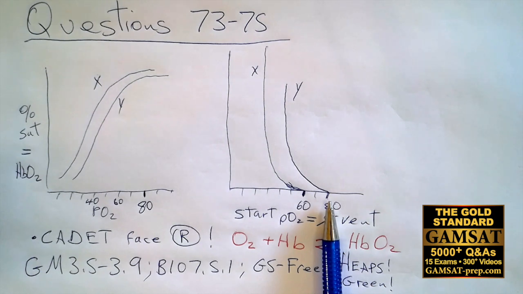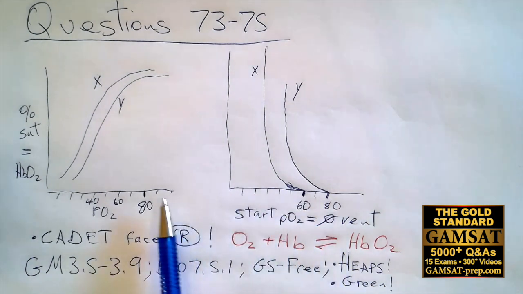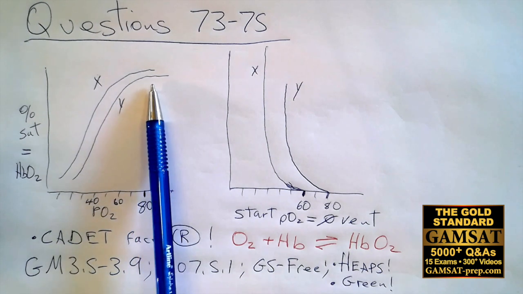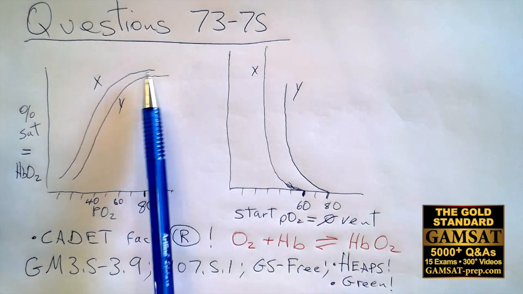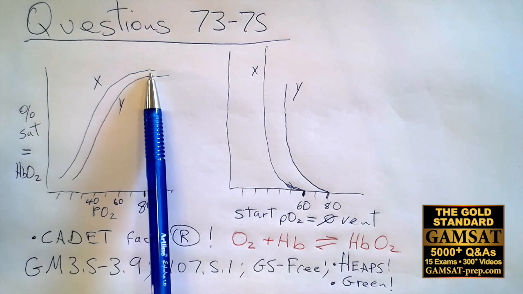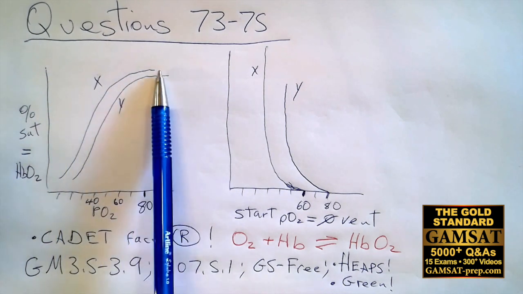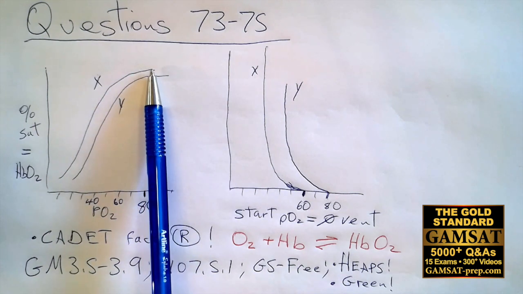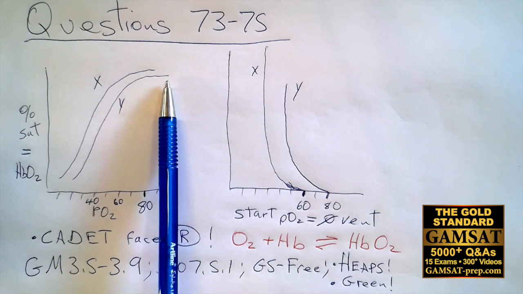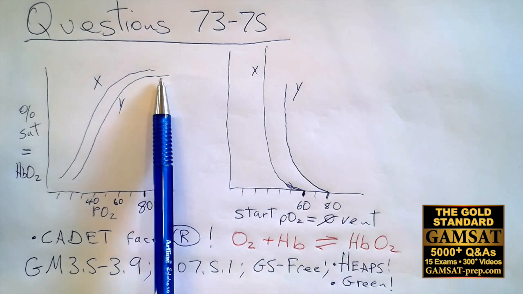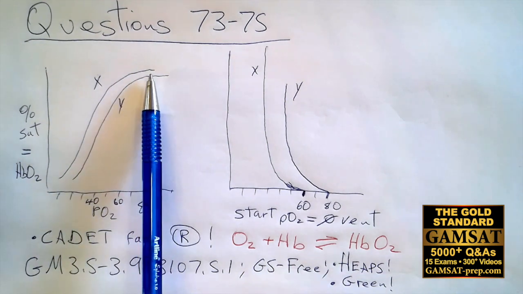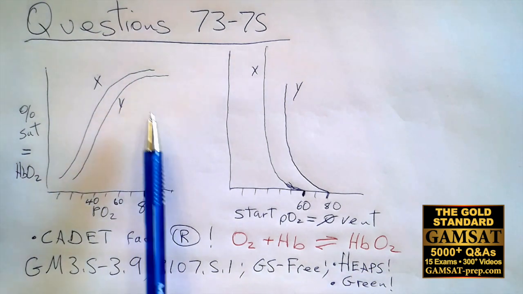And so let's assess 80. PO2 of 80, and then we go up to the flat part of the curves, which they already made you look at, and then you try to find this percentage difference between X and Y. And when you look carefully, you might say that X is somewhere around 98%, and perhaps Y is around 93%, more or less. And so the difference between these two graphs at 80 would be 5%. And so the answer for question 75 is A.